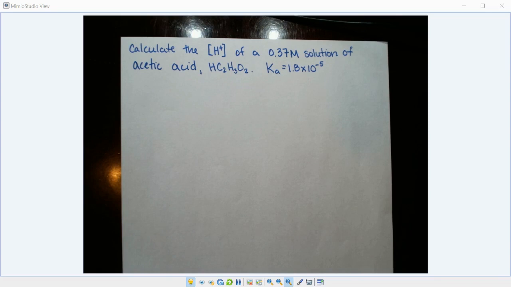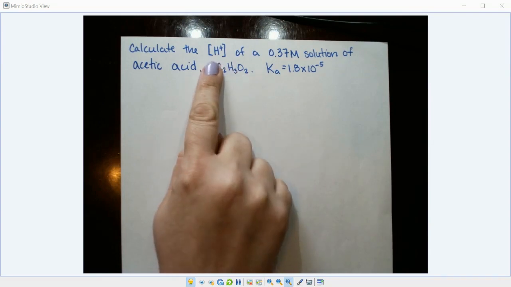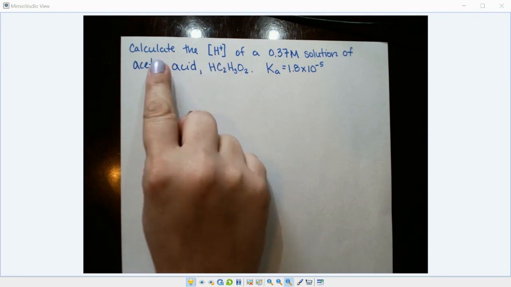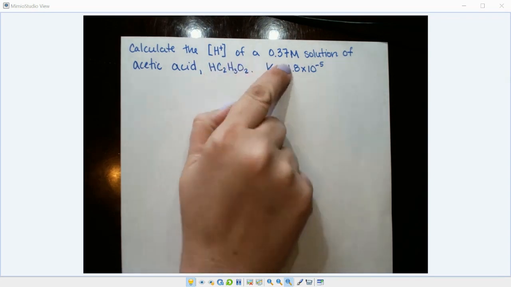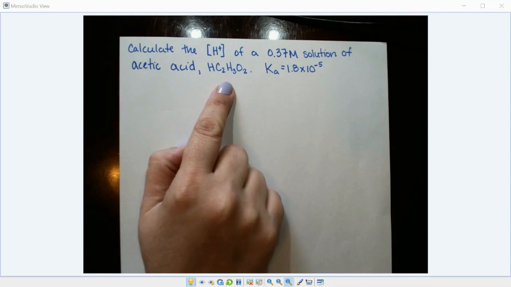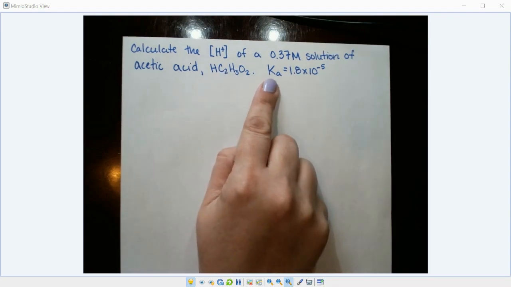Welcome back. Now we can look at how you can actually use a rice table to solve for some numeric data, some quantitative data. This question says: calculate the H+ concentration of a 0.37 molar solution of acetic acid. And I've already provided you with the formula for that. And then I'm also giving you the Ka.